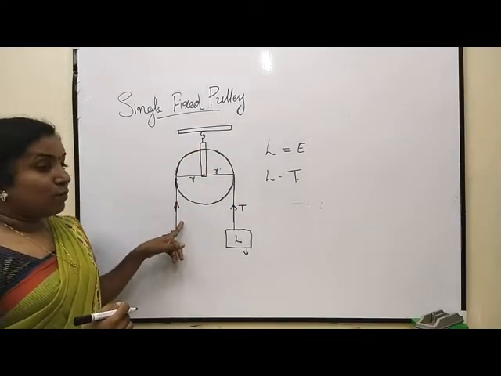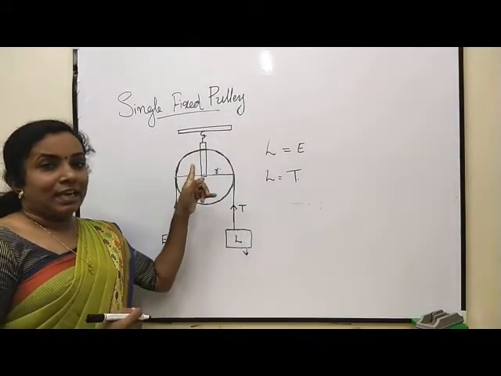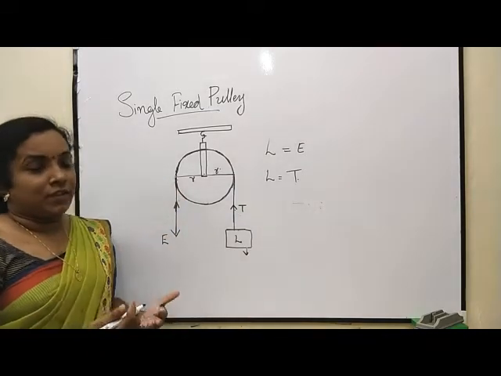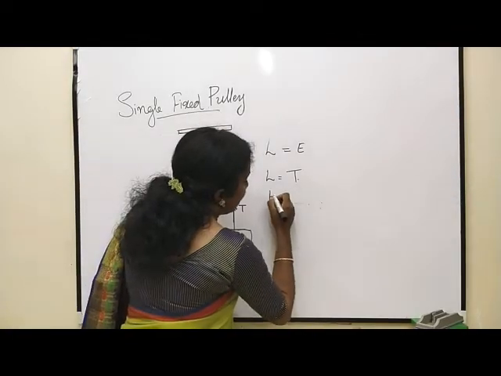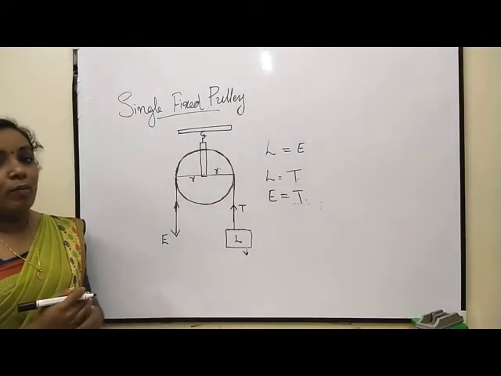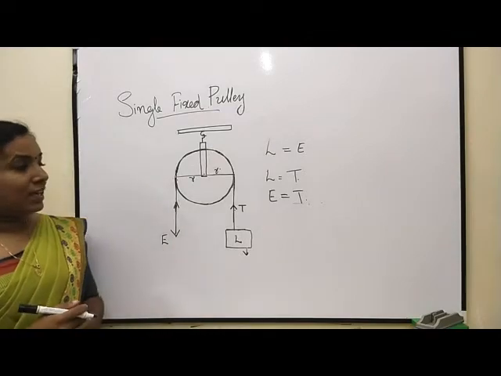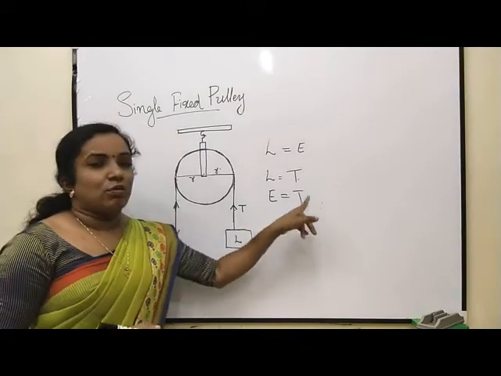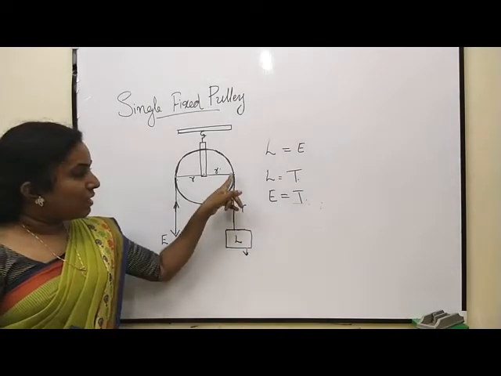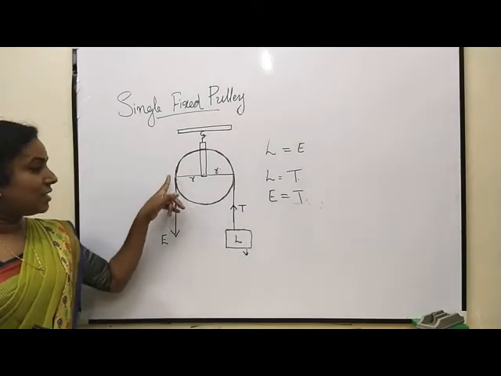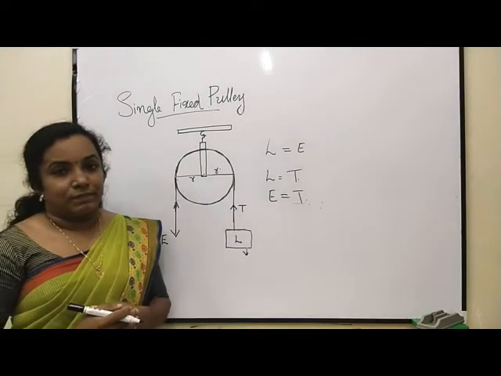And to balance this pulley, we have to give the same force as effort. That means effort is also equal to tension of the rope on the other side. So we can write load is equal to T and effort is equal to T, because load is the tension of the rope in the side and effort is the tension of the rope in the side.